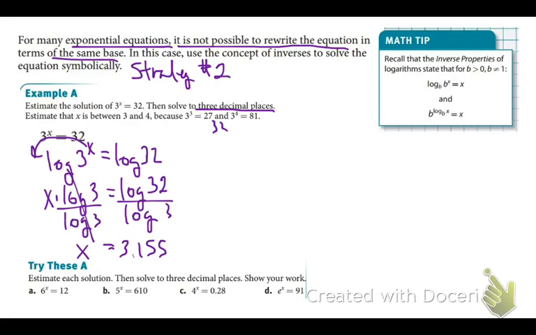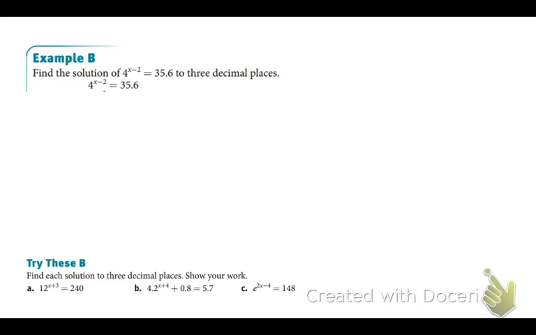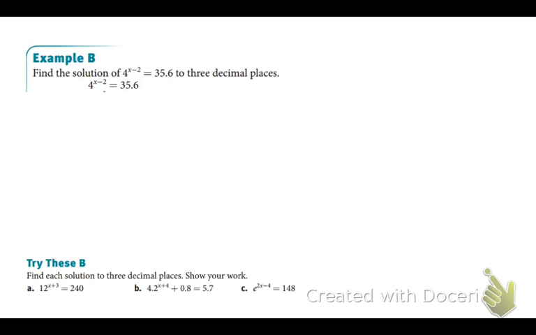So, not getting that at all. Okay. Whoops. All right, so let's do that. So let's introduce that log. Keep forgetting to. So log of 4 to the x minus 2 equals log of 35.6.